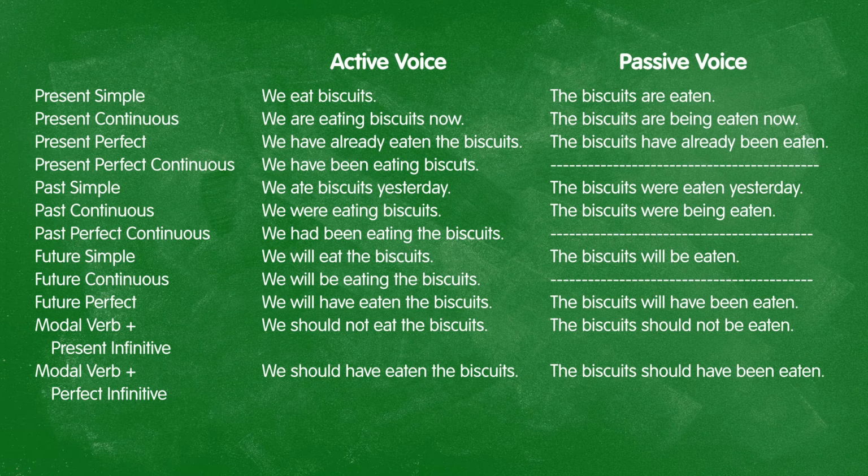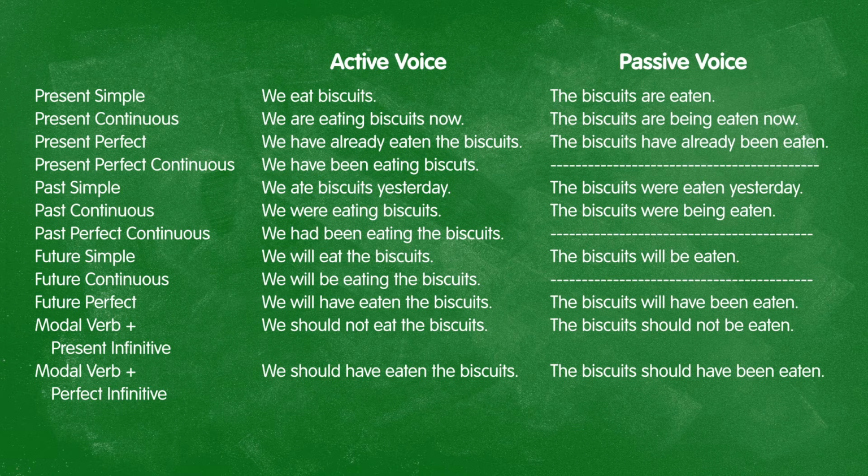Past perfect continuous, we had been eating the biscuits. Again, this is not used. We do not use passive voice for the past perfect continuous tense. In the future tenses, for future simple, we will eat the biscuits. The biscuits will be eaten. Future continuous, we will be eating the biscuits. Again, passive voice is not generally used with the future continuous tense.